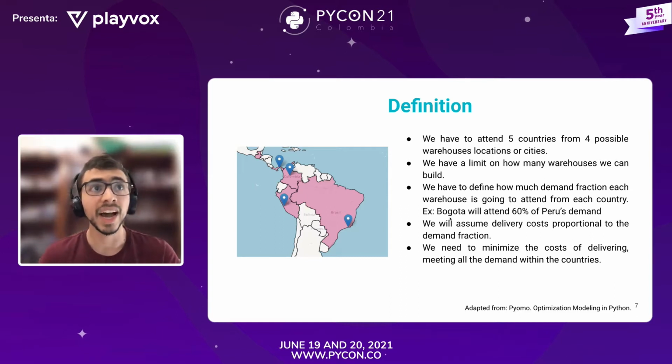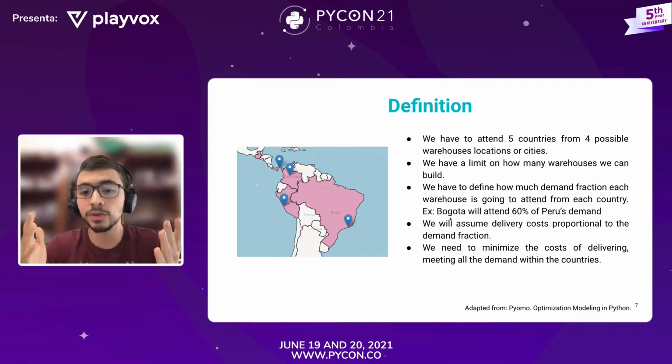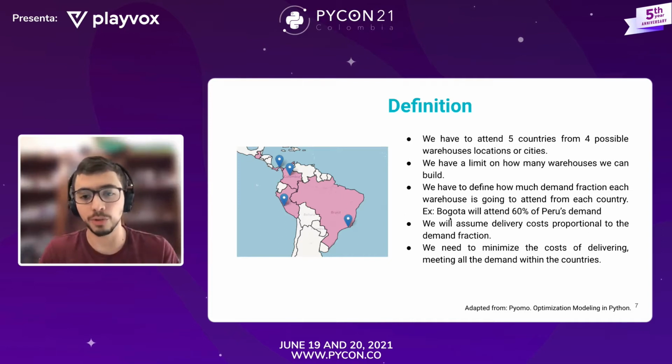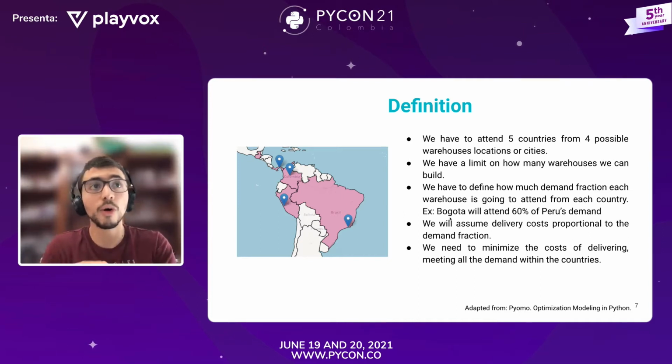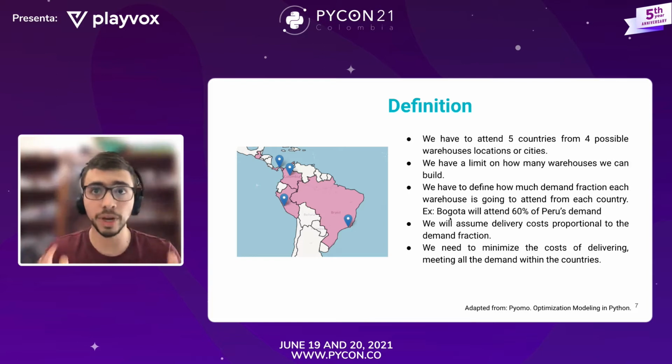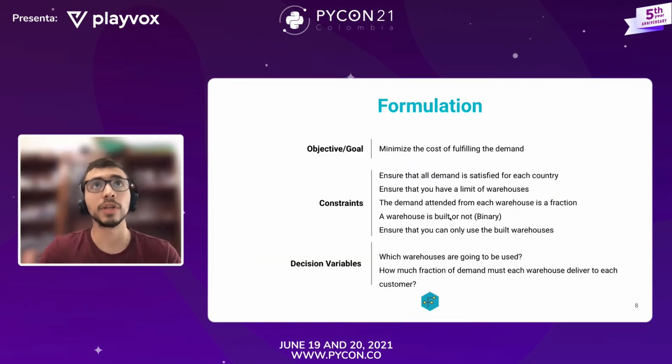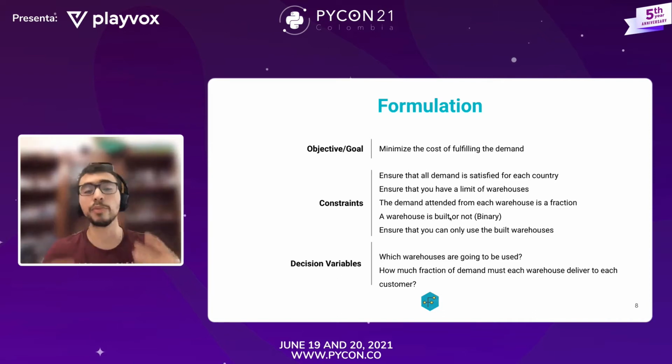And finally, the thing that we are telling it to do is that we need to minimize the cost of delivering from the warehouses we pick and meeting all the demand from all the countries. We have to fulfill all the demand of all these countries, right? So now we have defined the problem. Now let's formulate it in our three main components.